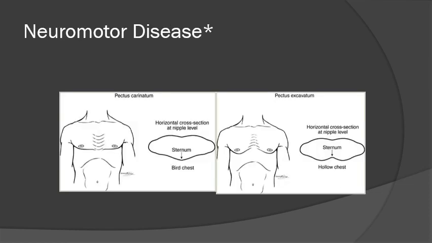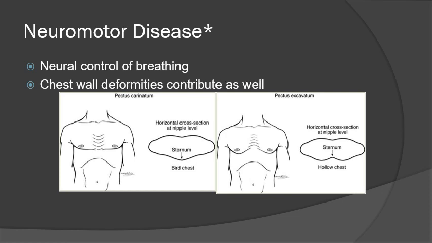Neuromotor disease. So many types of respiratory disability accompany a lot of chronic neuromuscular diseases. We're not going to get too in-depth into them because we're going to be talking about them when we talk about the nervous system, but basically we look at the neural control of breathing. Other things that could impact this as well are chest wall deformities. We have mentioned these at the beginning.